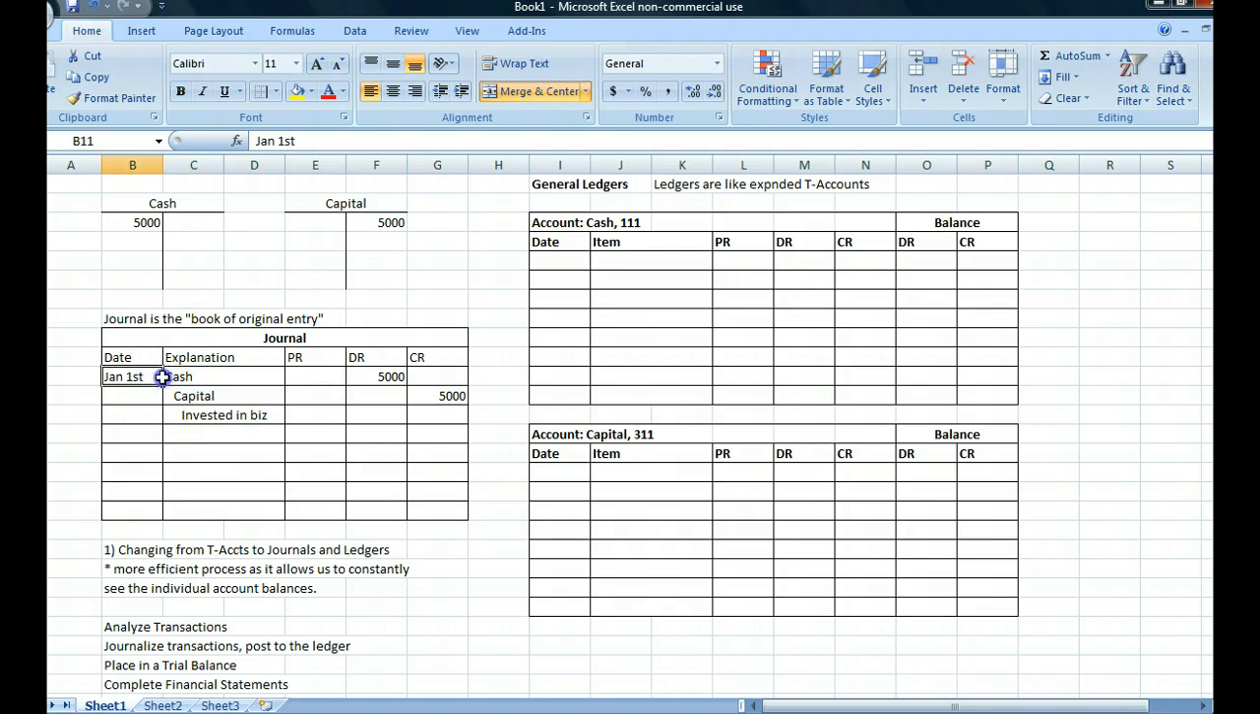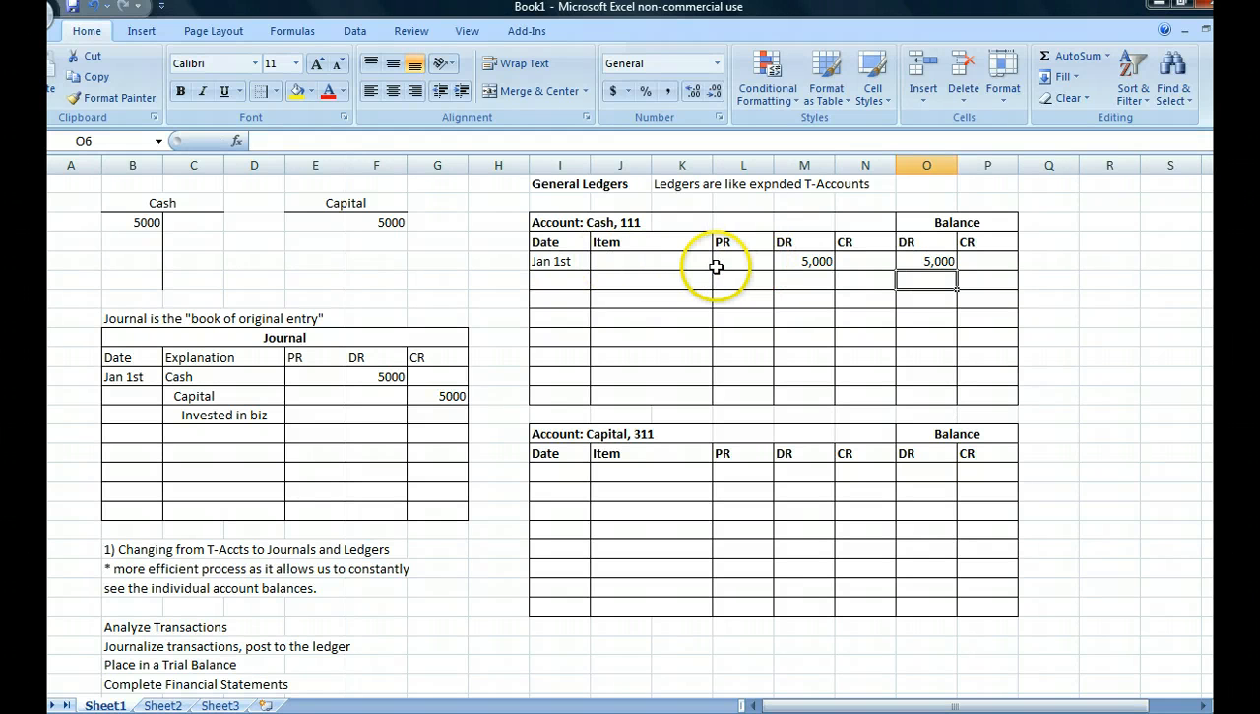So I have January 1st as the date and a $5,000 debit to cash. So I'm just going to come in, put the date. I'm going to skip the item column. I don't have to put anything in here until chapter 3. I have a $5,000 debit, and that is going to make my account balance $5,000 as well.